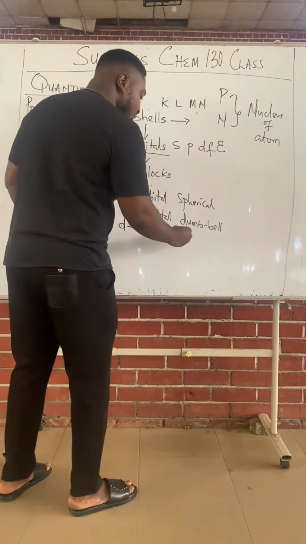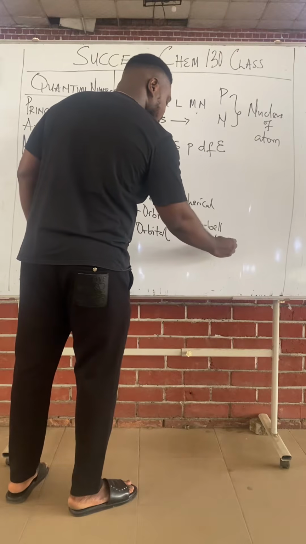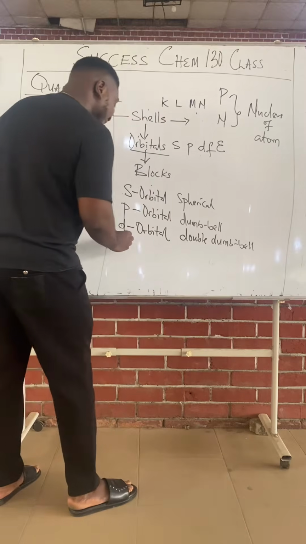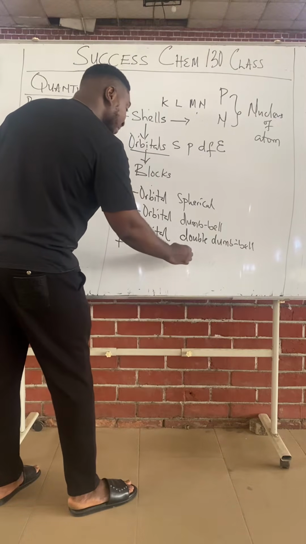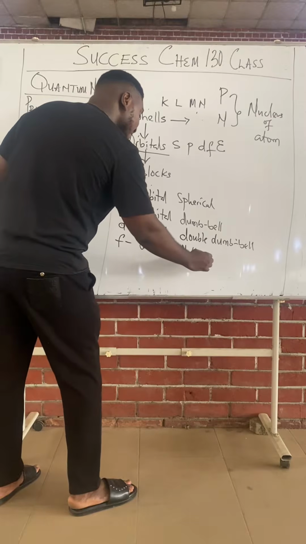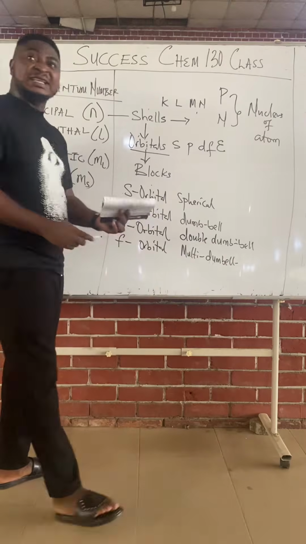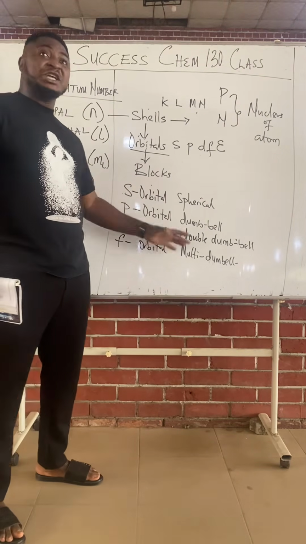D orbital is double dumbbell. And the F orbital has a complicated shape. Sometimes you see multi-dumbbell. These are the shapes of the 4 types of orbitals. I didn't mention this on Saturday, so please take notes. All these orbitals have their shapes.